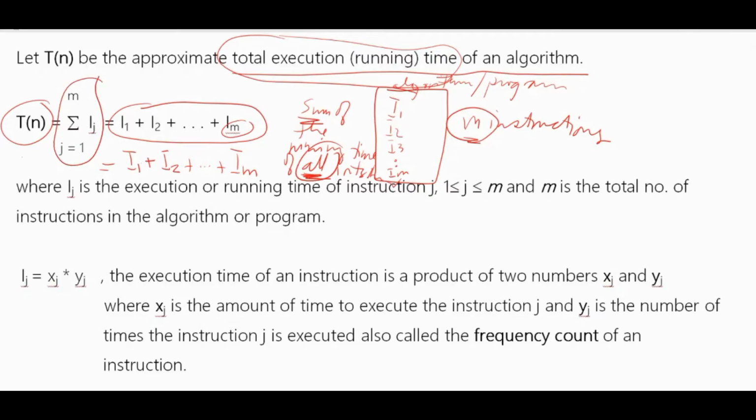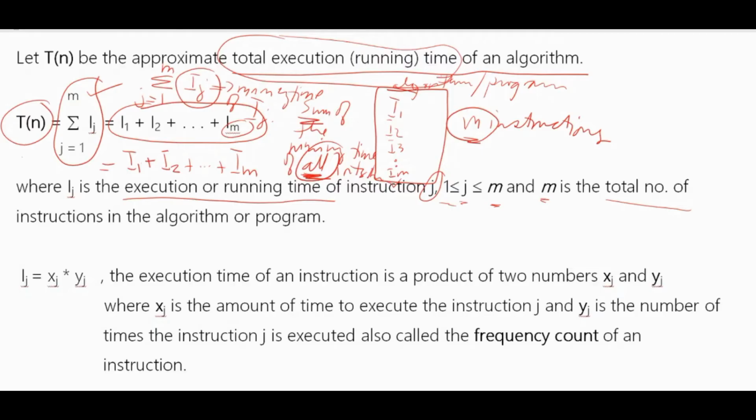We can simplify that into this mathematical expression. It is simply the summation of Ij, where Ij is the running time of instruction j. So it's the sum of all Ij, where j is from 1 to m. Thus we have this formula, where Ij is the execution or running time of the jth instruction, j is from 1 to m, and m is the total number of instructions in the algorithm or program.